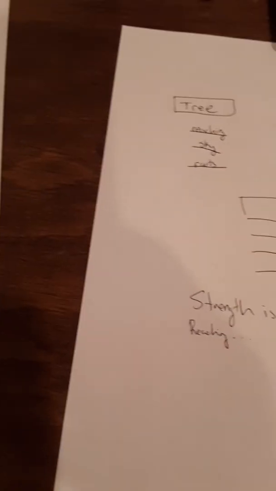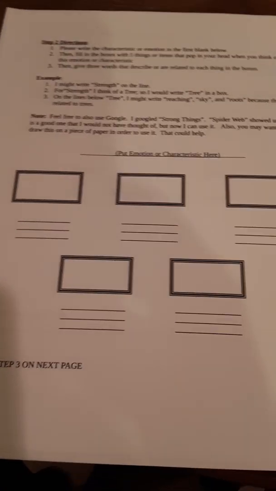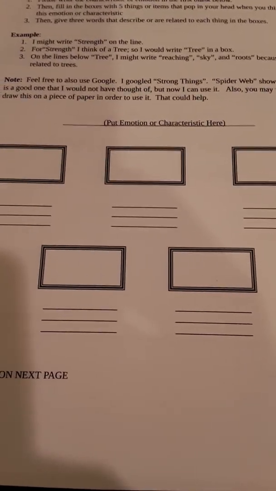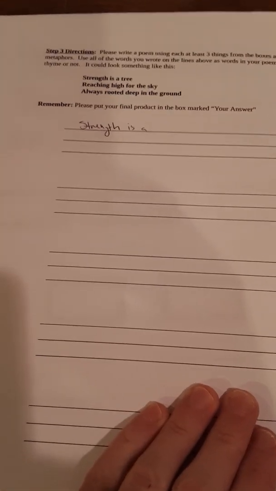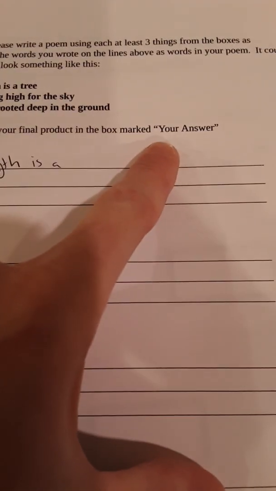Really quick recap: you're choosing an emotion or characteristic, filling out these boxes. P.S. You probably can't fill them out on the internet, so doing it on another piece of paper is your best bet anyway. And then writing your poem. Remember, at the end, you're going to type your poem into that box marked your answer.